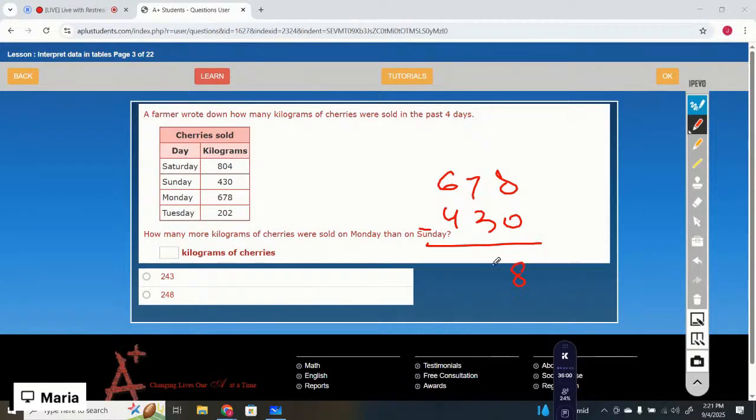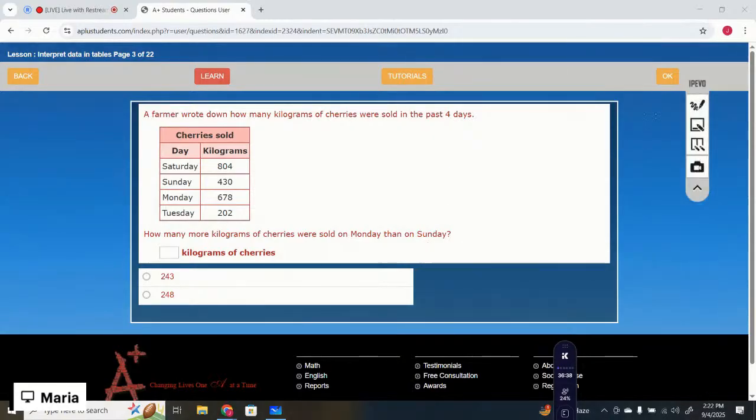8 take away 0 is 8. 7 take away 3 is 4. And 6 take away 4 is 2. That is 248. That is 248. Option 2 is the correct option.